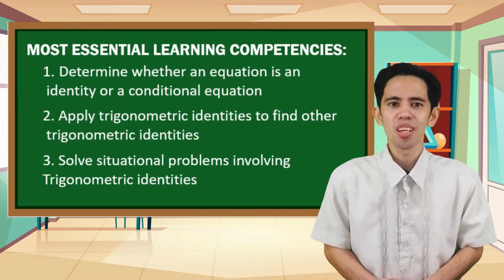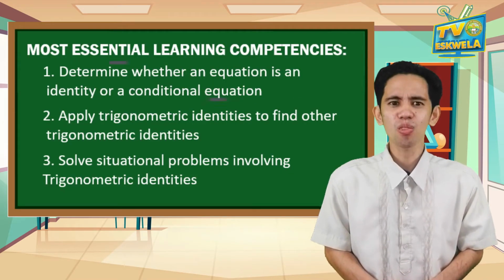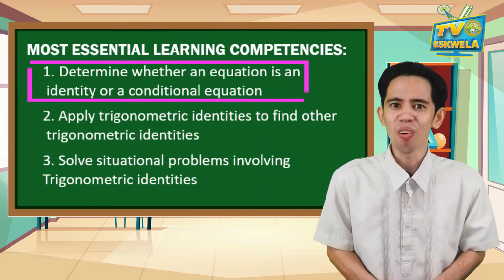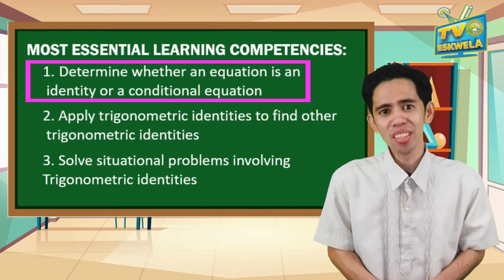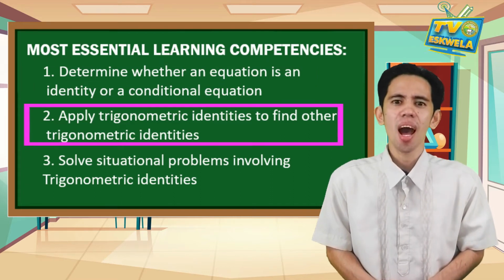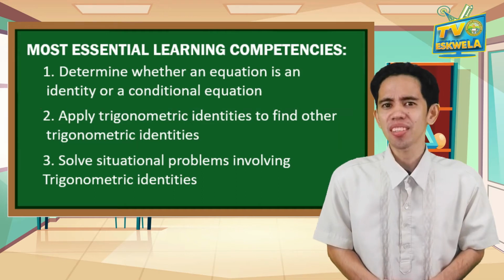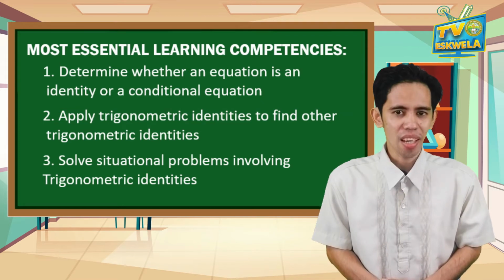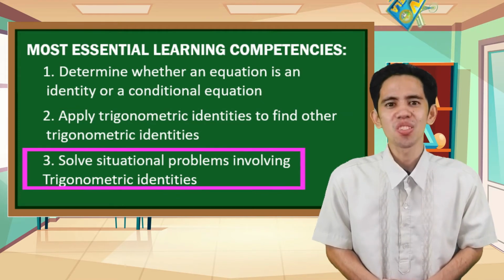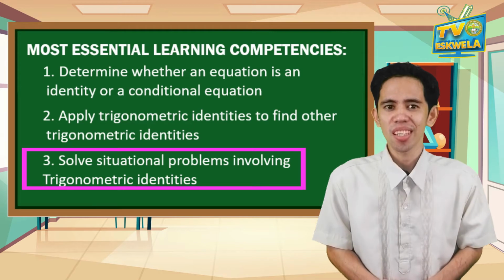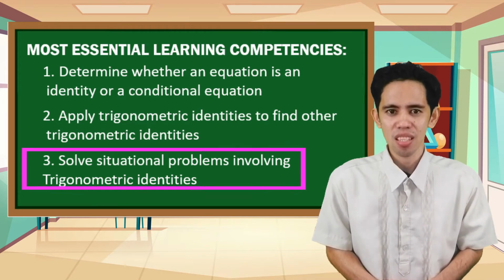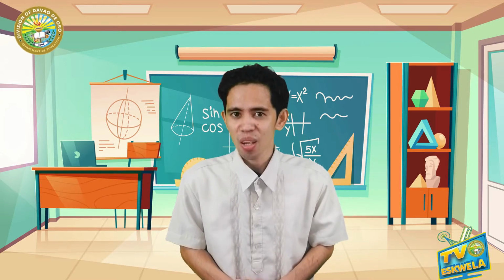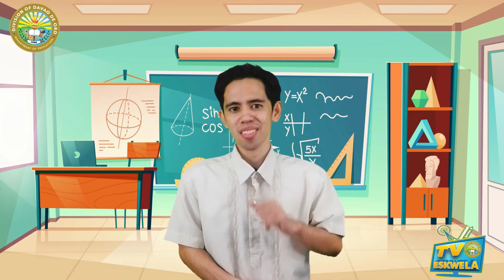In this topic, you will be able to learn how to determine whether an equation is an identity or a conditional equation. Second, apply trigonometric identities to find other trigonometric identities. And lastly, solve situational problems involving trigonometric identities. All of these objectives will be achieved today because I know you're doing your best.